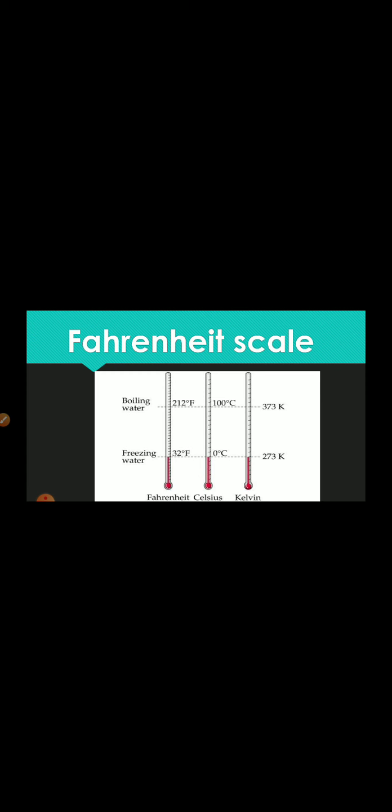water starts to boil. The intermediate region between these two temperatures is divided into 180 divisions, and each division is 1 degree Fahrenheit. Okay, students, if you subtract the lower fixed point from the upper fixed point, you get the value 180. So after 32, the temperature will increase by 1 degree Fahrenheit at a time until it reaches 212 degrees Fahrenheit.